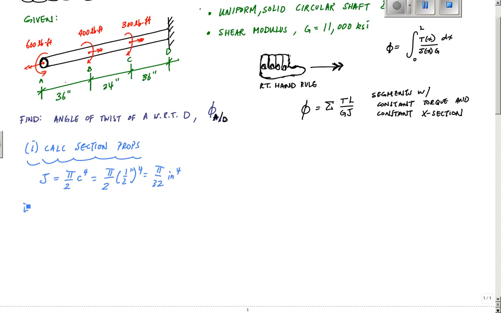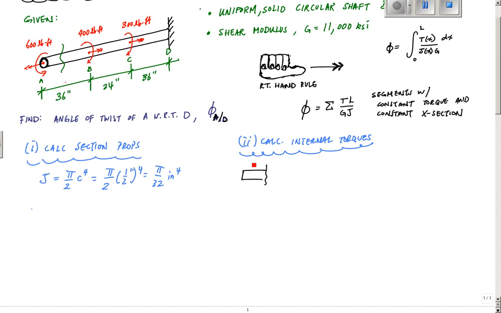Next, what we want to do is calculate the internal torques. Let's do this over here where I got some space. In between each concentrated torque, we know that the internal torque is going to be constant. So I'm going to make cuts. I'm going to make a cut here, and if I make this cut here, I want to find the internal torque at AB. So here I have this segment.